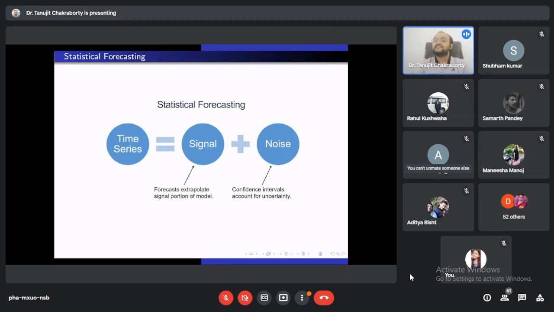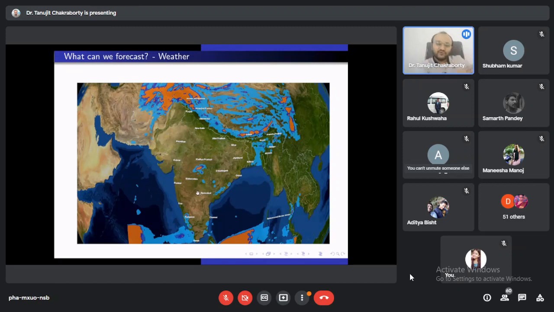And noise is the confidence interval account for an uncertainty. And based on that, the area of statistical forecasting got enhanced, and thereafter we are going to look into those problems which this forecasting model can really solve.